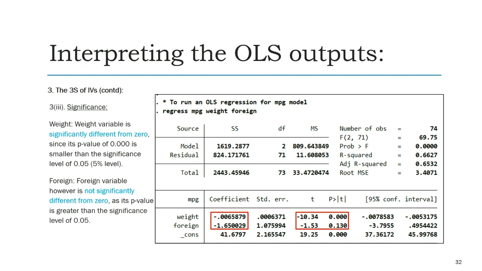A quick recap, we have 5 key results to look closely after we obtain an OLS output. First is the F-test of the model. Second is the R-squared. And third is the 3S of the IVs, i.e. the sign, size, and significance level.